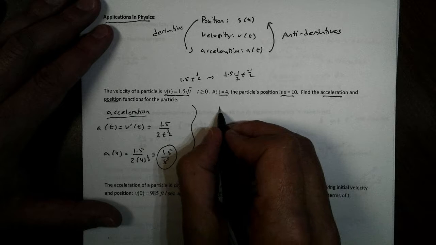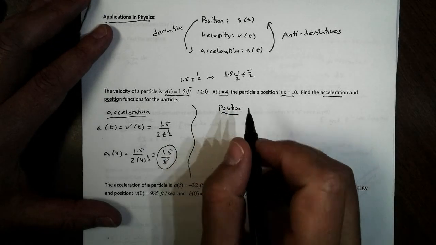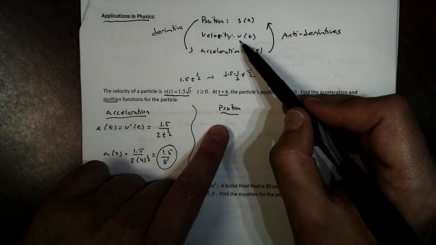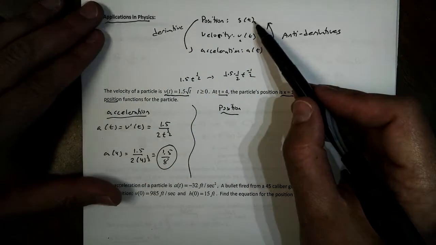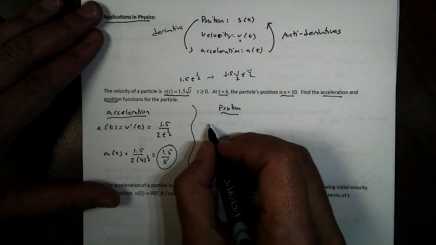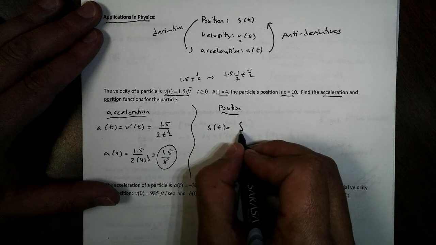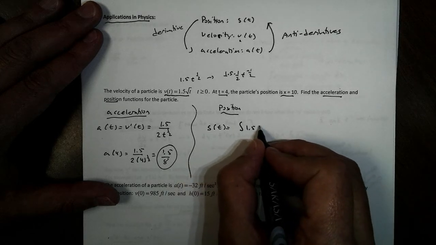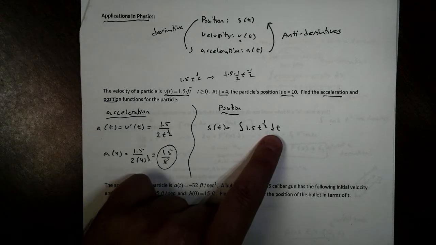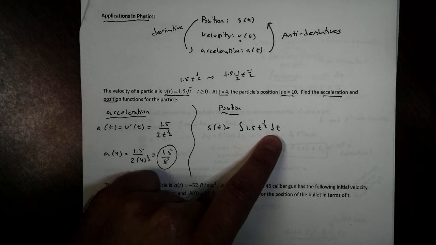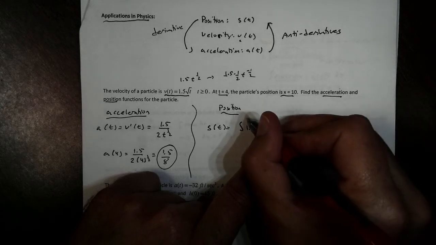But now we want to find the position. This is where it gets a little bit trickier for us. If I'm given velocity, I want to find position, we have to take the antiderivative. So to get position, s of t, I have to integrate my velocity, 1.5 t to the 1/2 dt. Now remember, they're not going to tell you to put this dt here, but we need to have it. But let's talk a little bit about why it's so important.